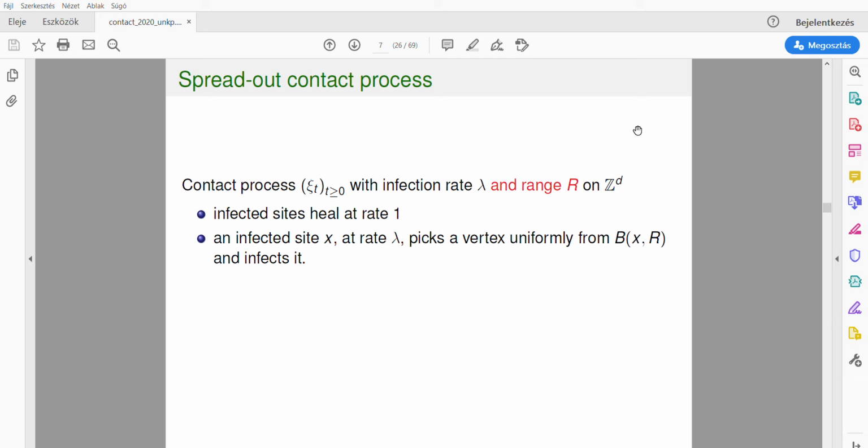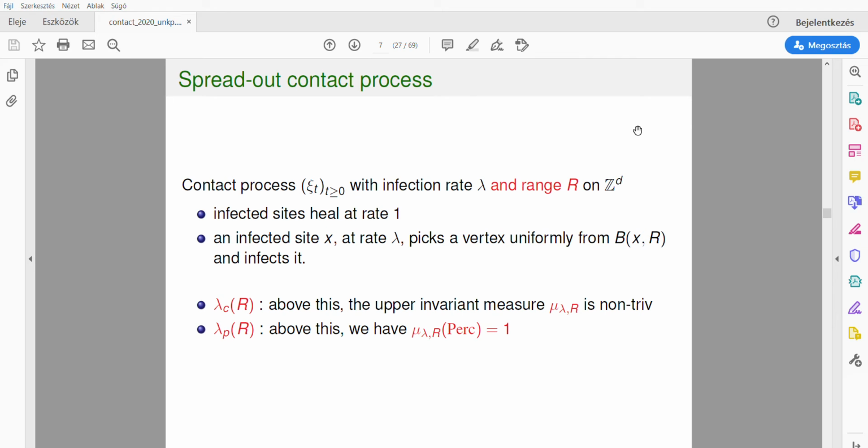The proof is easiest if you choose the L infinity norm. So this is the definition of the spread out contact process, which now has two parameters, the infection rate lambda and the range R. However, I can still define the critical threshold lambda C.